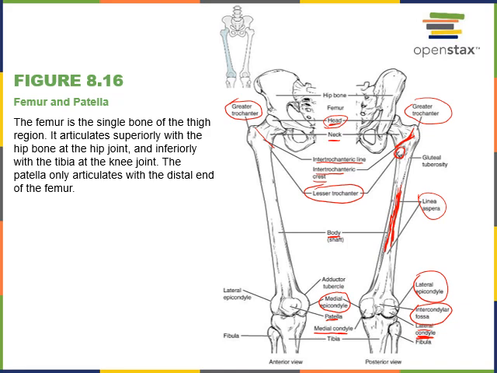And there's also a ridge of bone called the gluteal tuberosity on the femur. The gluteal tuberosity is on the posterior, just distal to the greater trochanter here. And the gluteal tuberosity is a rough projection where the gluteus maximus inserts.